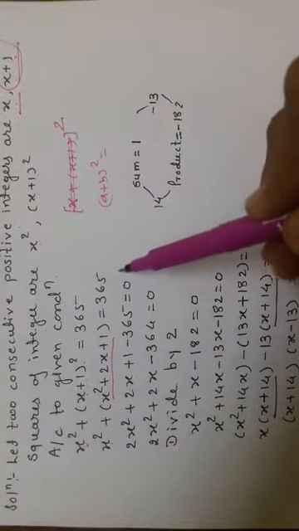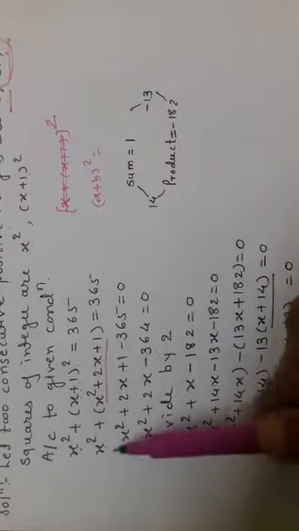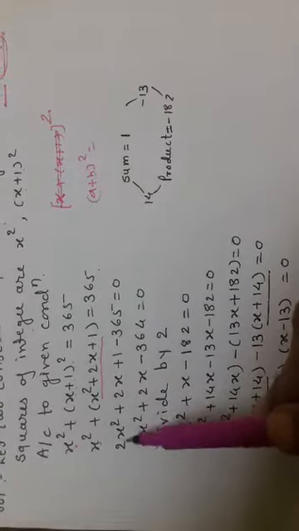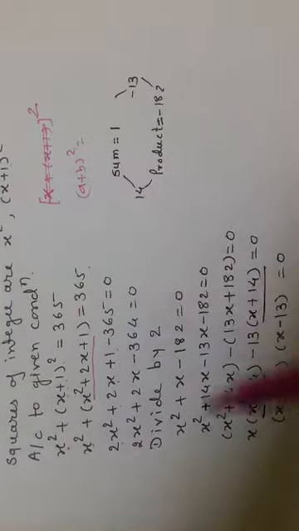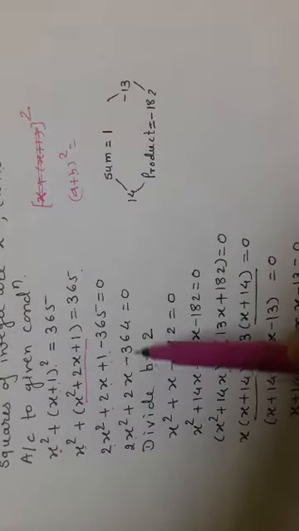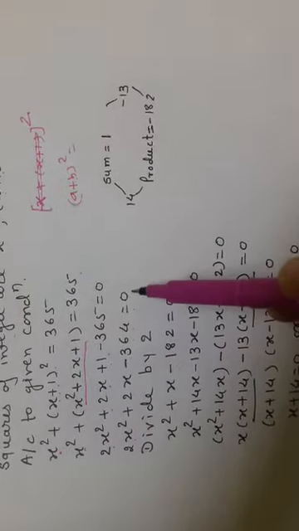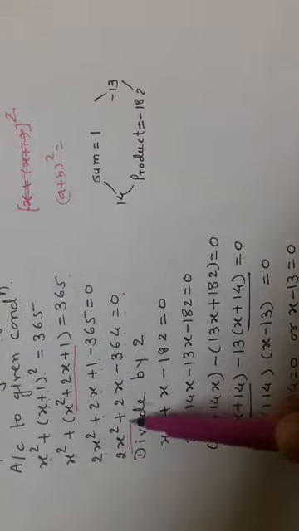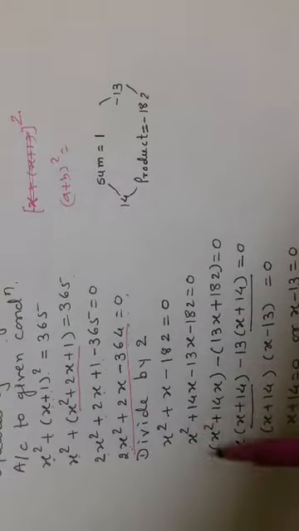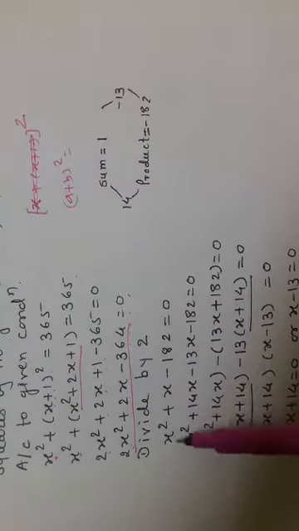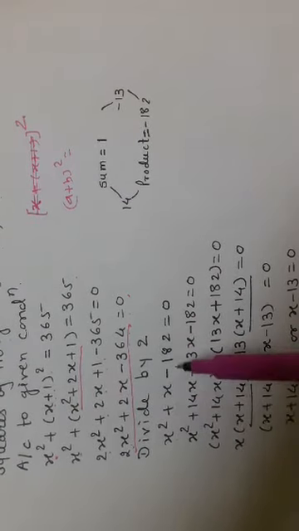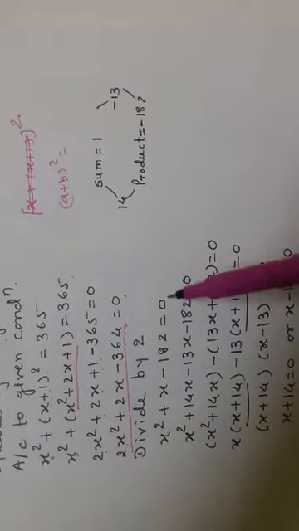On the right hand side we want 0, that's why we will shift it to the left. Here x square plus x square will become 2x square plus 2x plus 1 minus 365 is equal to 0. 2x square plus 2x minus 364 is equal to 0. Now all these terms are divisible by 2, that's why we will divide by 2. So we will get x square plus x minus 182 which is equal to 0.